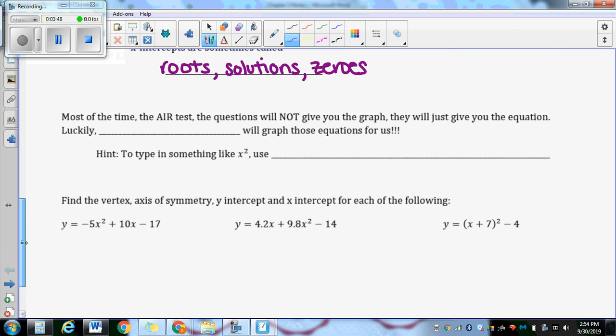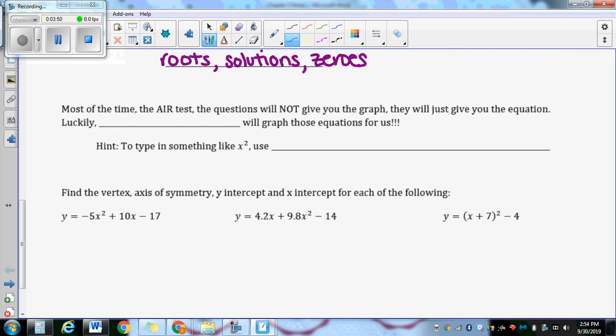So let's put that into action. Now, here's the deal. Most of the time on the AIR test, the questions don't give you the graph. They just say, here's an equation, where's the vertex? Luckily, Desmos to the rescue. Desmos graphs anything you want. Type it in, it will graph it for you. And my reminder, to type in something like x squared, we're going to use shift and then 6, because what we want is this little up arrow to say we need to go up to write that too.